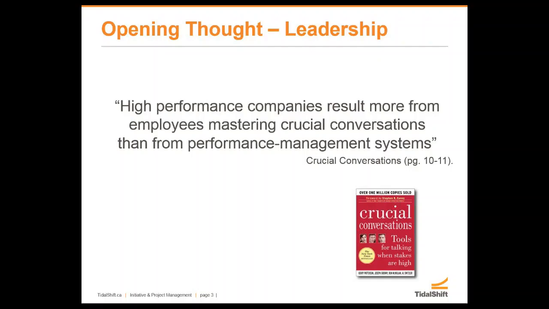This quote comes from very early in the book. "High-performance companies result more from employees mastering crucial conversations than from high-performance management systems." The performance management systems we're talking about here are your processes. This flies in the face a little bit of PMI and PMBOK and this very heavy process-oriented thing that we tend to get our certifications for. Really, it's not contrary to that, it's actually in support of it, because what they found was that for these high-performing companies, the processes were there. They did have processes, but the processes were not what differentiated the high performers from the also-rans.